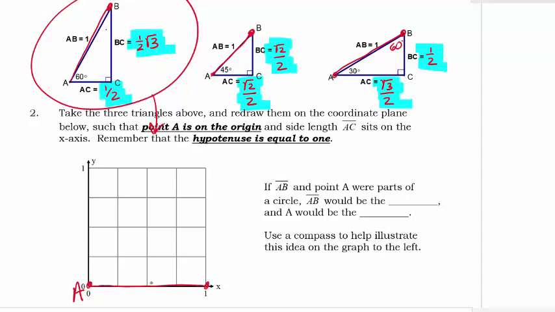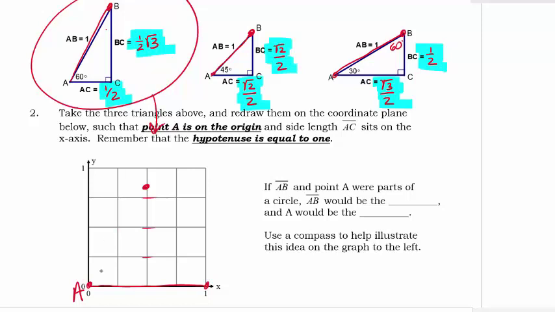So I'm going to go left 1/2, up square root of 3 over 2. And let's estimate what that is on our calculator. I think it looks like it should be right about there. When you get a decimal approximation for this, you get about 0.866 or 0.87. So this is 0.25, 0.5, 0.75. So that looks about right.